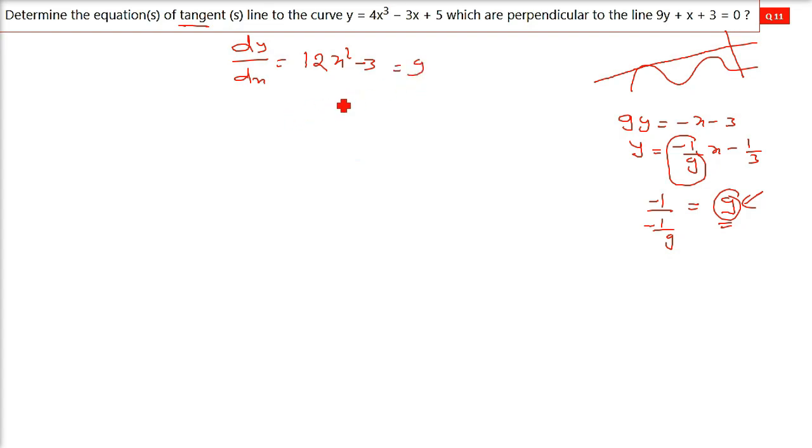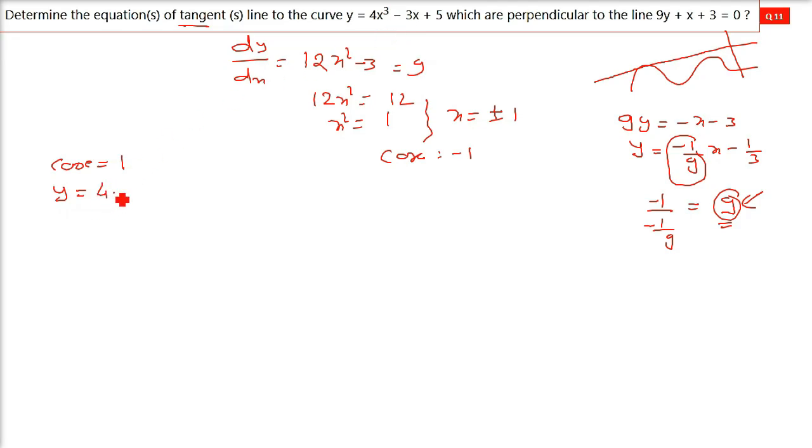So when we equate it to 9, you'll get 12x square is equal to 12. So x square is going to be equal to 1, and x will be equal to plus minus 1. So one time we'll take x as 1, one time we'll take x as -1. So there will be two cases here. And for each x, first of all, we have to find the value of y also.